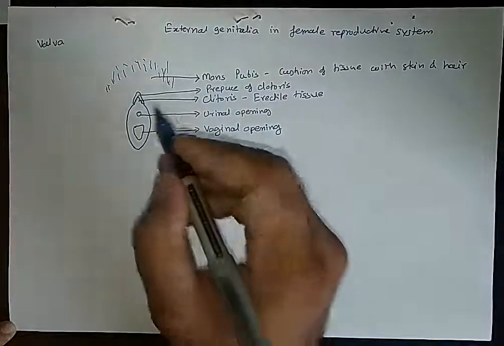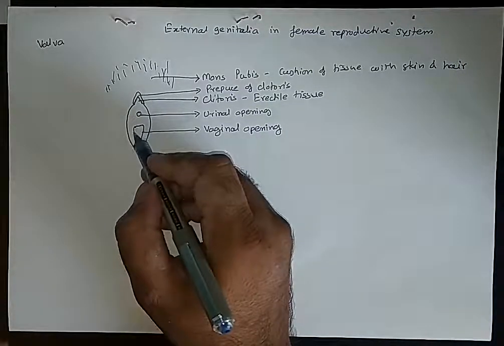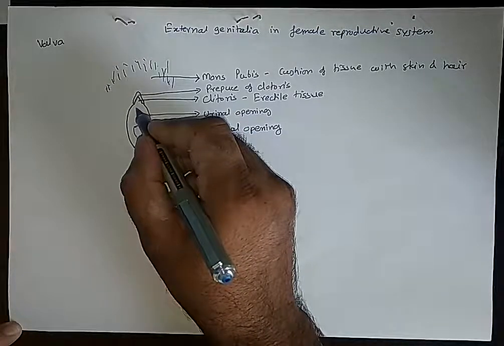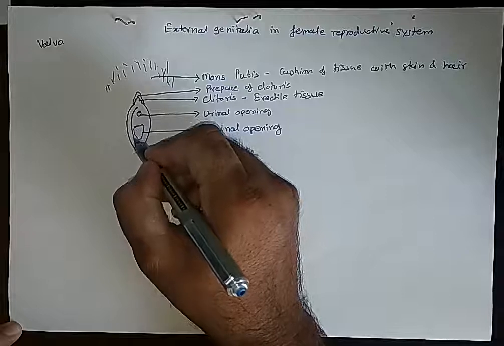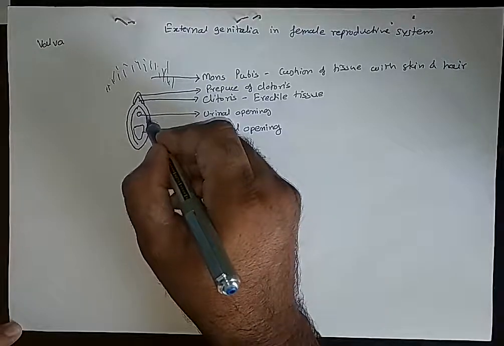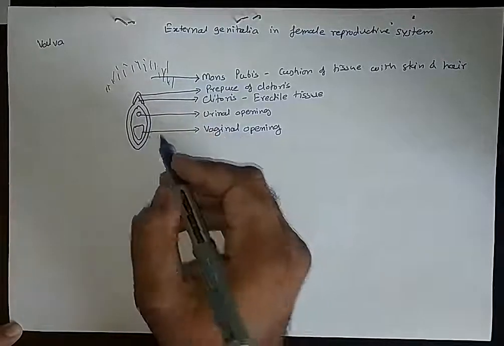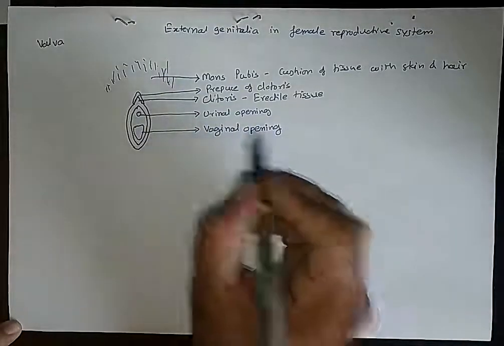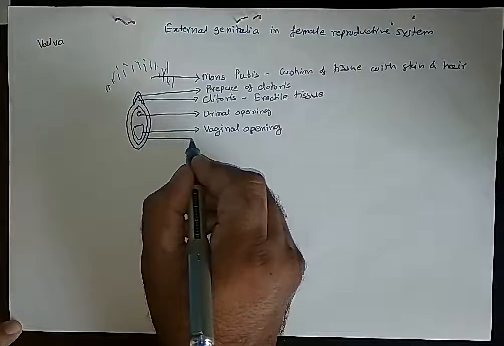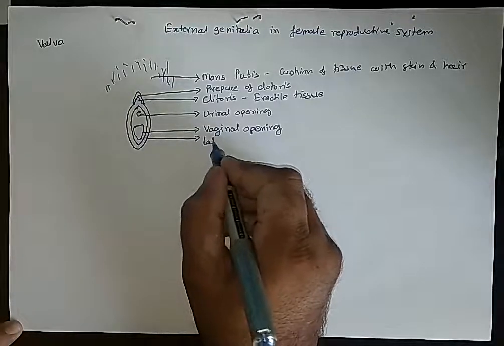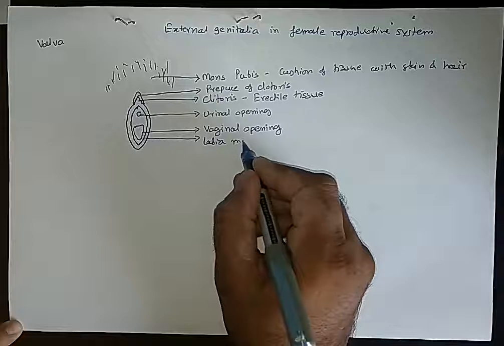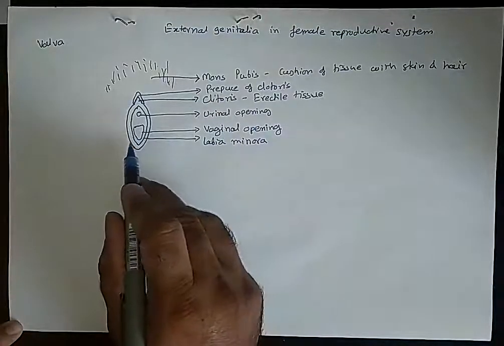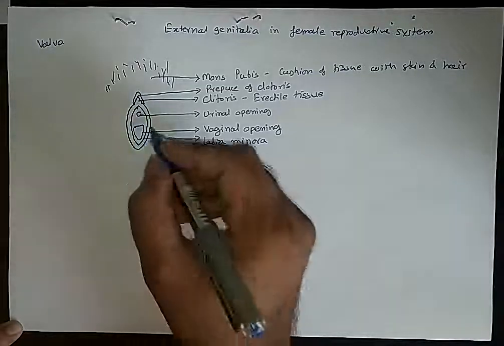Now both of these openings are covered with a pair of folds, and these folds are called labia minora.